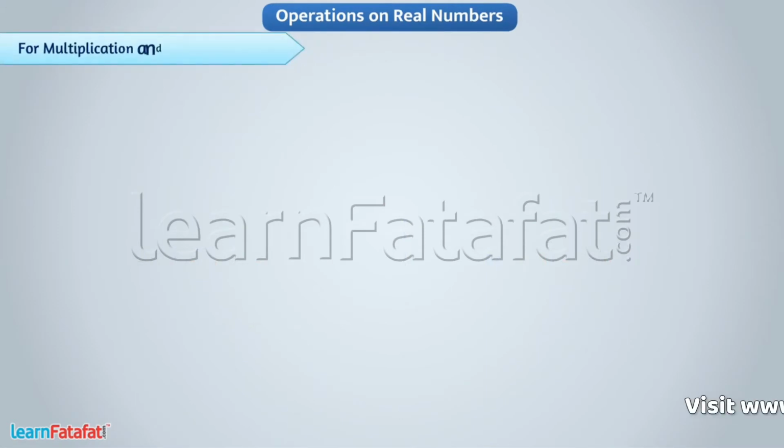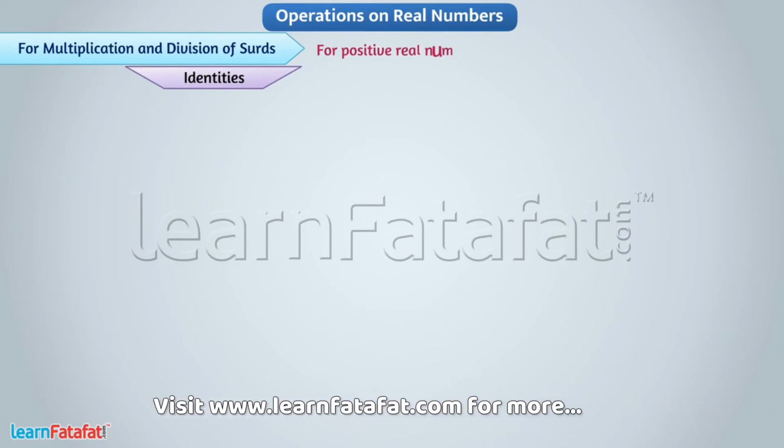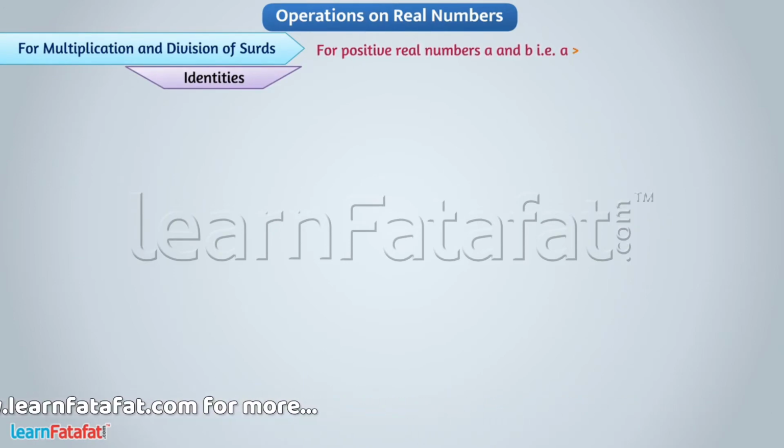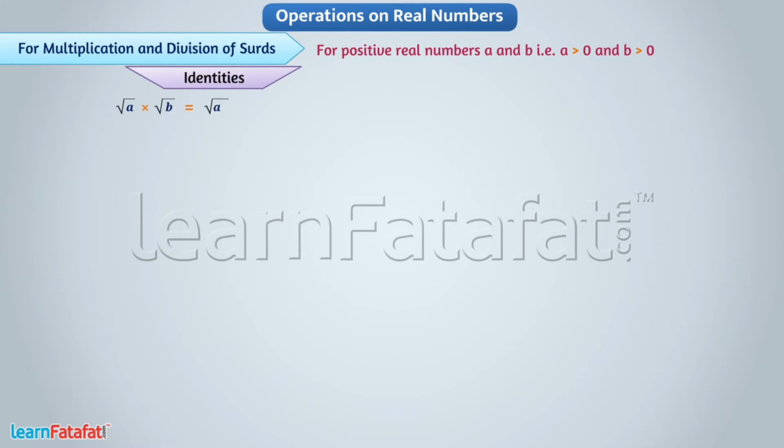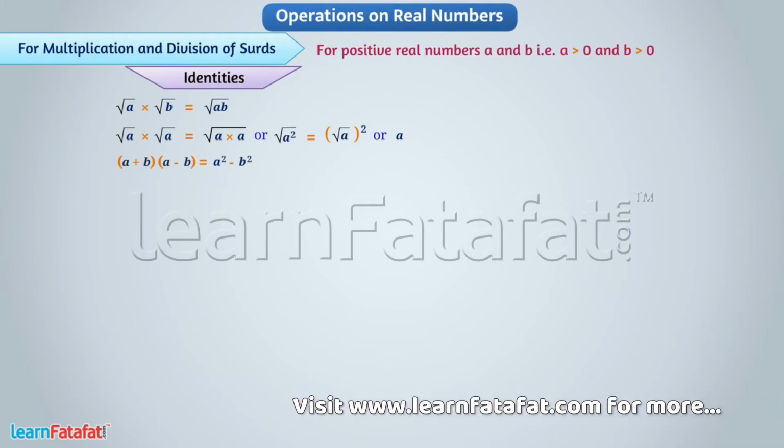For multiplication and division of surds, we use few identities. For positive real numbers a and b, that is a greater than 0 and b greater than 0, under root a multiplied by under root b is equals to under root ab. Under root a multiplied by under root a is equals to under root a multiplied by a, or under root a square, under root a whole square. Also, a plus b into a minus b is equals to a square minus b square, from which we can derive following identities.